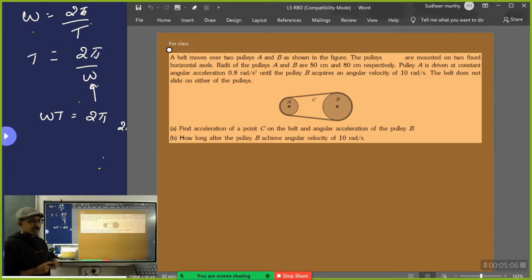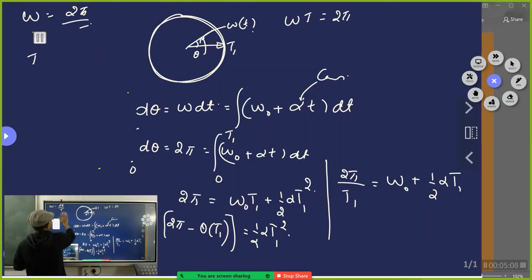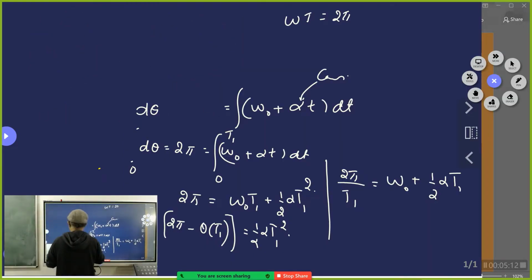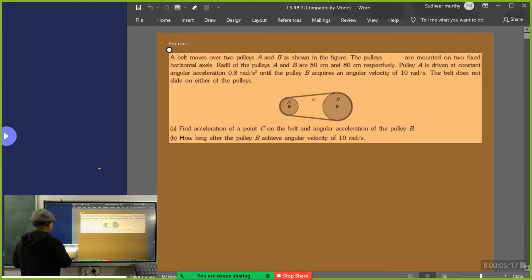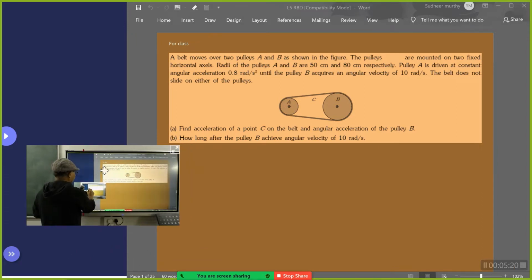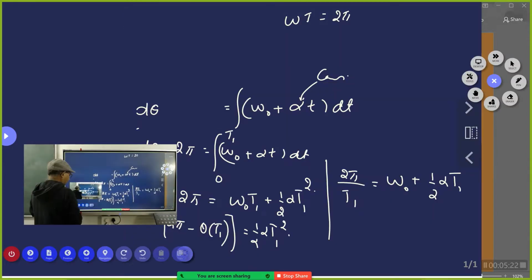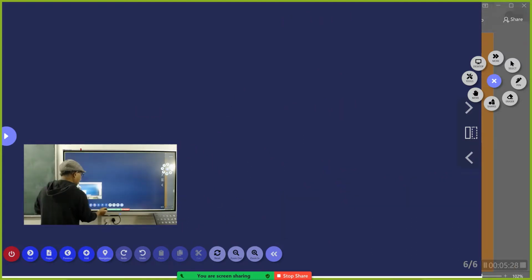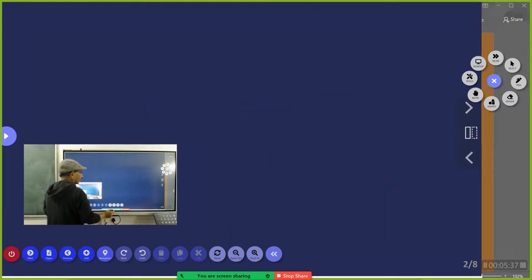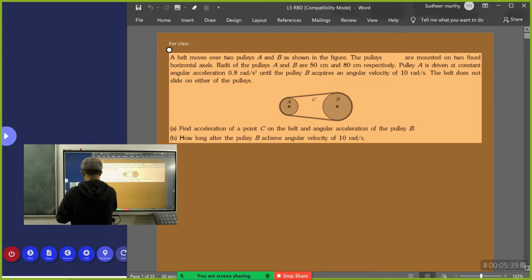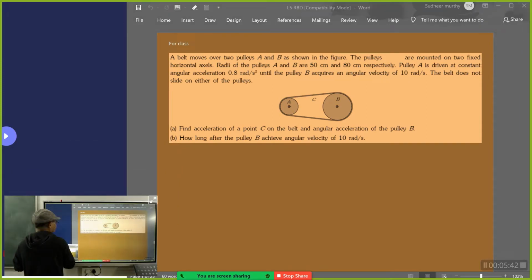Study the problem carefully and solve this. Sorry. Problem. So suppose all of you understood this problem.